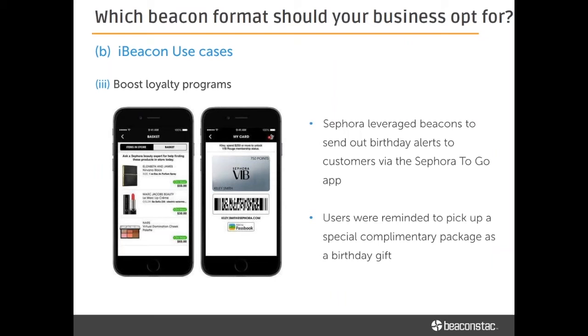They simply use very basic information on a customer's birthday to then remind them to pick up a special complimentary package as a birthday gift, kind of a nice thank you for being a loyal customer and using their app. So this goes to show that iBeacon, while it does open up the door for a lot of very sophisticated retargeting and targeting, you can also use it for very basic but very powerful user experiences.